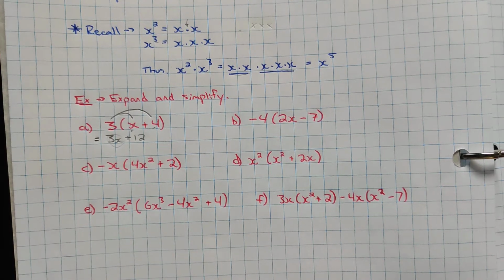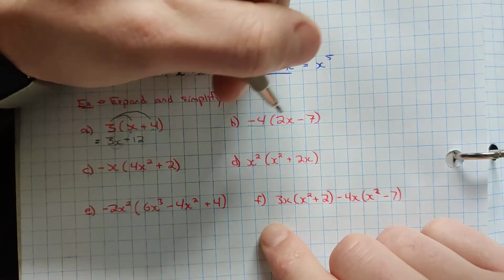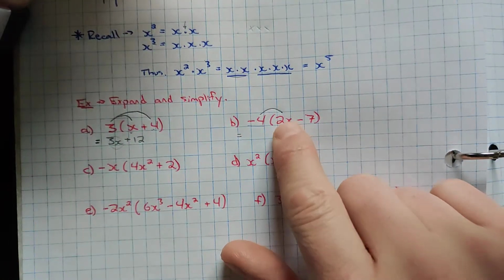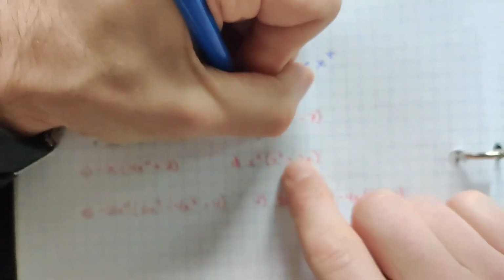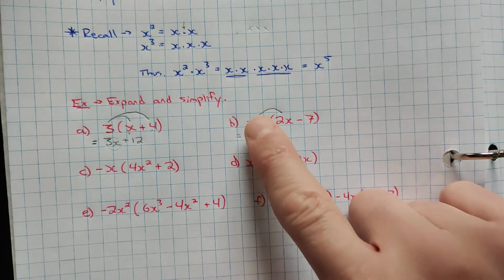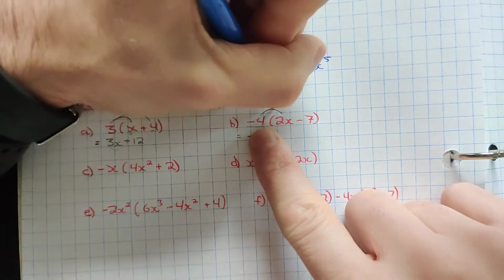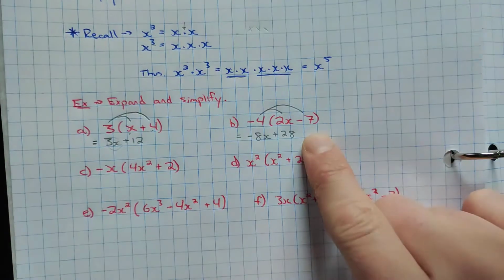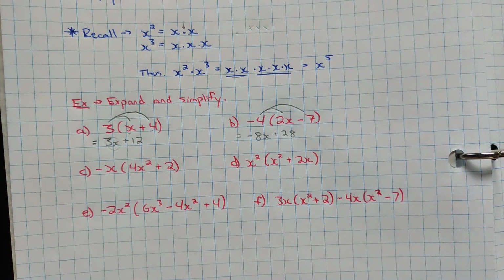In the case of b, we have negative 4 times 2x. So we have negative 4 times 2, which is negative 8. And then the x as well. And then we have negative 4 times negative 7, which would be positive 28. So that would be expanded.